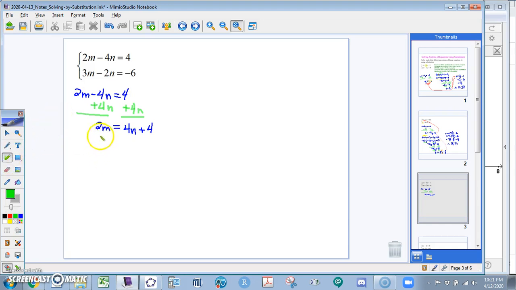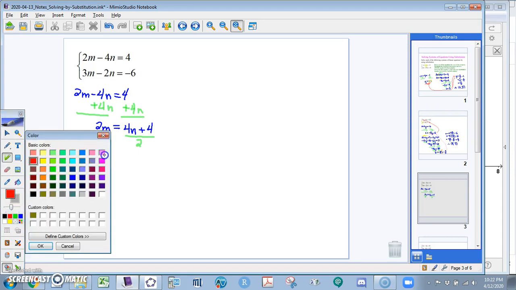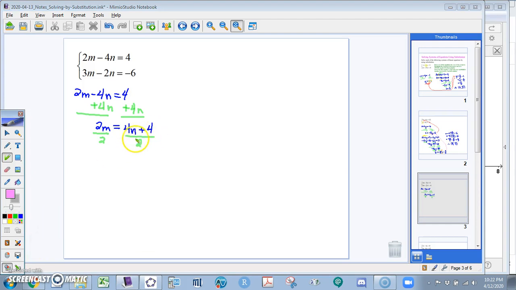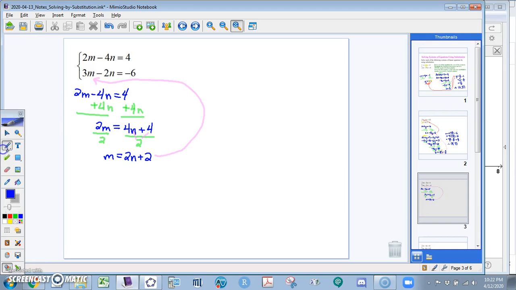My next step is to divide both sides by 2. You will remember, however, that when we divide, we have to divide both of the terms over here. We have to divide the entire side by 2, which means we're actually going to end up distributing that division there. On this side I get m by itself, which was the whole point. Then 4n divided by 2 is 2n, and 4 divided by 2 is 2. So now I have this expression, and I'm ready then to take this and plug it into the other equation in place of the m.